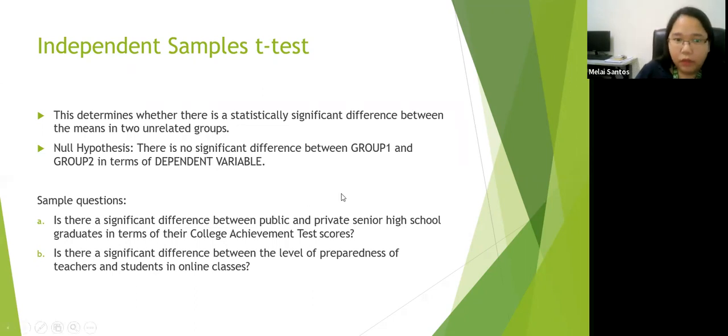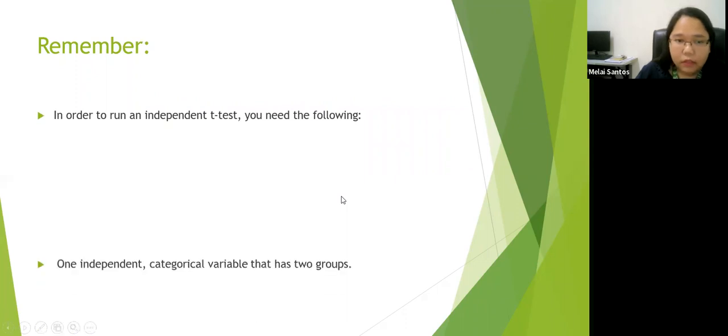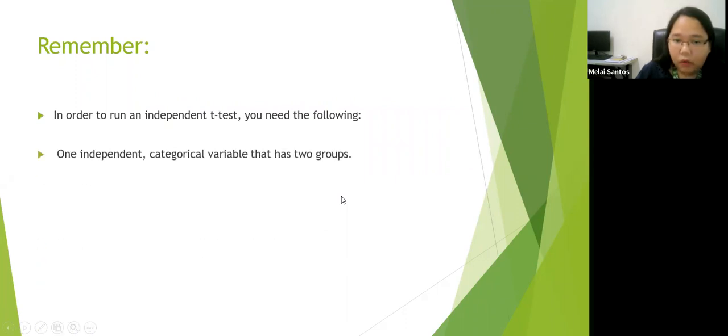Now, we will go into the next one. Remember that in order to run the t-test, you need the following things. One independent categorical variable that has two groups. Independent and categorical variable that has two groups. Yung male or female, public or private, only two because you cannot do more than two. 3 is already for ANOVA. Okay? We will do ANOVA if it's more than 2.